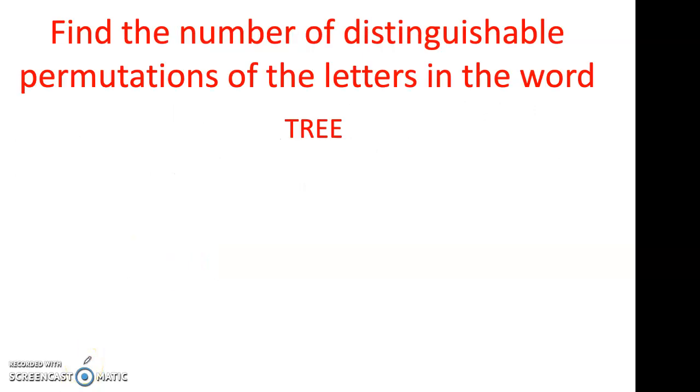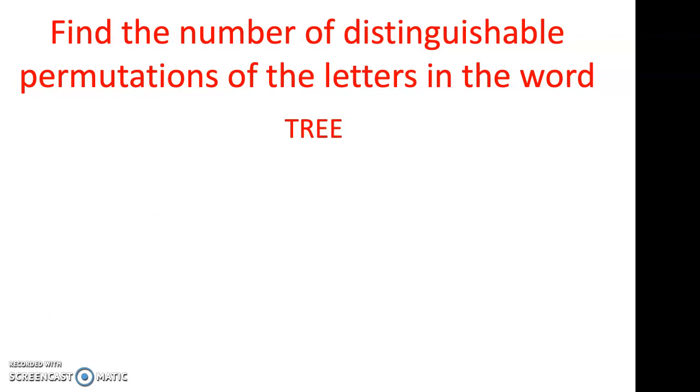Now this is a little bit different. Find the number of distinguishable permutations of the letters in the word tree. So we want to know how many ways we can use those letters to create different words. And the problem is we have 2 E's. So T-R-E-E, and if we switch the E's, you're going to get the same word. So we want to know how many different permutations we can get.